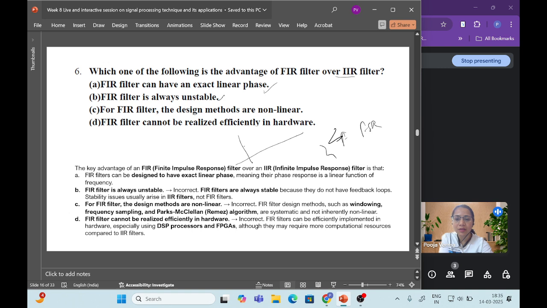Okay, FIR filter cannot be realized efficiently in hardware, so that is also incorrect. FIR filters can be efficiently implemented in hardware, especially in DSP processors and FPGAs, although they may require more computational resources compared to IIR filters. So only option A is the correct answer. FIR filters can be designed to have an exact linear phase, that means their phase response is a linear function of frequency. So option A is the correct answer for this question.